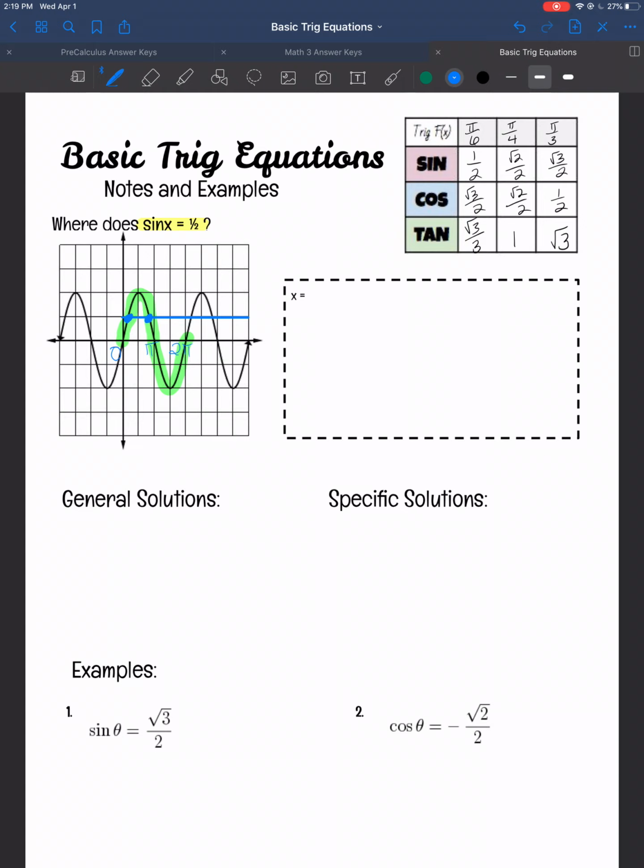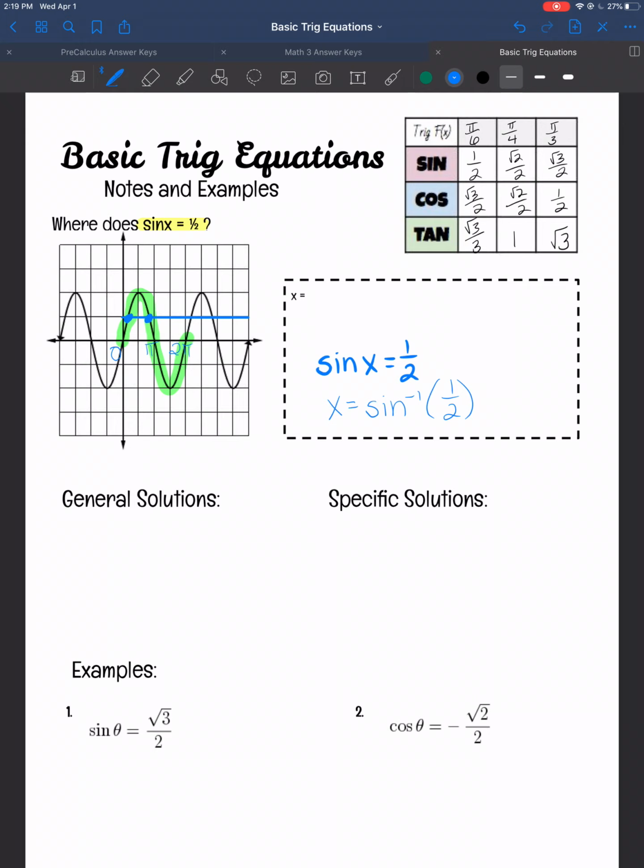Now I can't really figure that out from the graph necessarily, so I'm going to try in this little box to the side here to solve it algebraically. So sine x equals a half. We want to solve this for x. You cannot divide by sine because division is not the reciprocal of sine. Instead, we want to solve for x by doing inverse sine of a half.